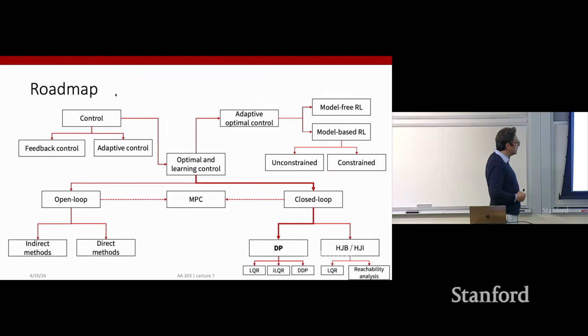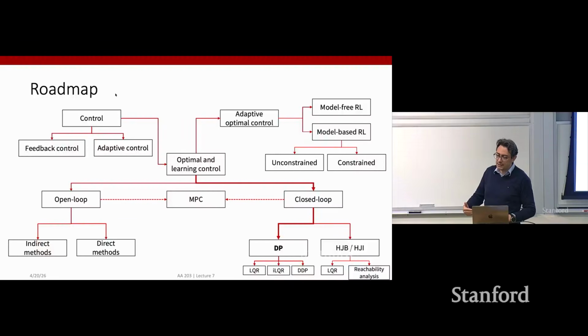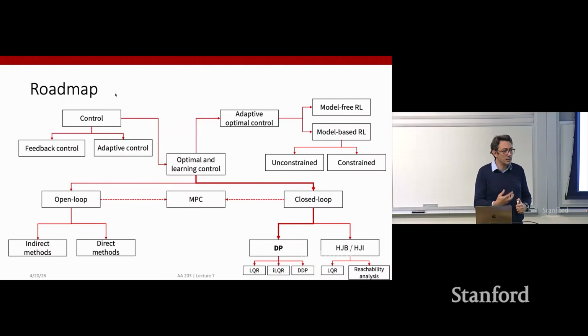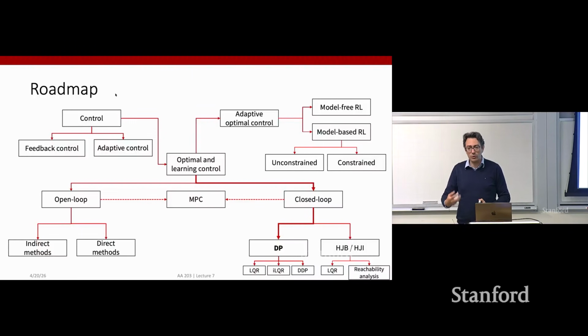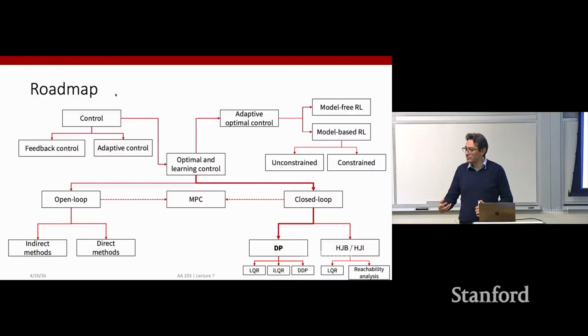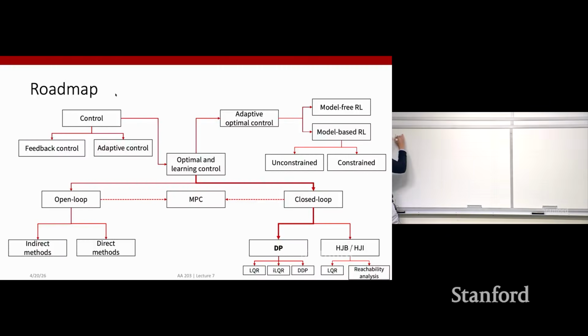But rather than going more deeply on this topic, today we're going to switch to the right branch of this roadmap. Namely, we're going to look at methods that fall under the class of closed-loop optimal control methodologies. We're solving the same problem. The problem doesn't change. What changes is the mathematical object we are optimizing over. That is, now our goal is to find an optimal closed-loop control policy. We are no longer satisfied with finding an open-loop control sequence.